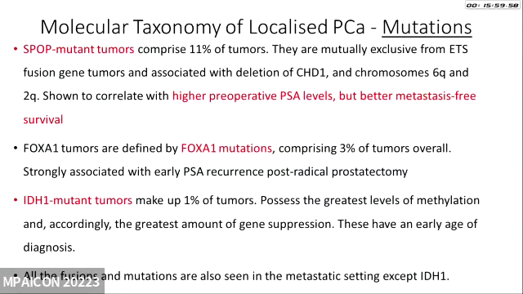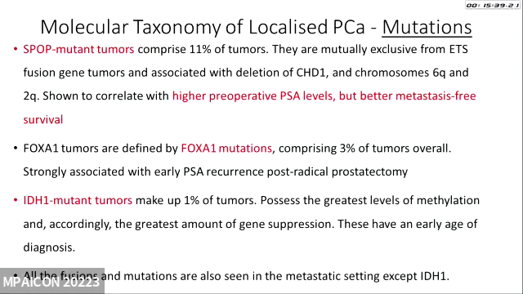Coming to mutations, I must state here that fusions and mutations in localized prostate cancer are mutually exclusive. SPOP mutant tumors are associated with deletion of chromatin remodeling genes, deletion of chromosomes 6q and 2q, and they correlate with higher pre-op PSA levels, but better metastasis-free survival because they respond to the treatment.